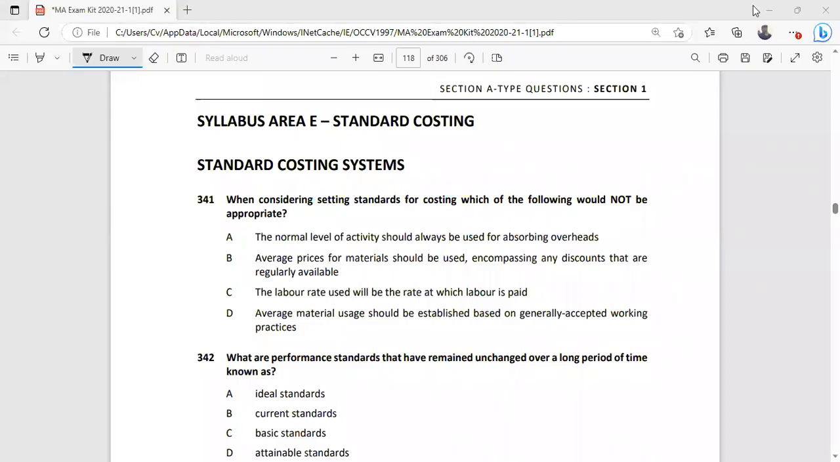Today we are going to discuss our next topic, standard costing system. Standard costing system is very important from the exam point of view. You can expect a question from standard costing in the section B of F2 exams for 10 marks. And we know that 10 marks means there will be 5 MCQs and each MCQ will be for 2 marks.